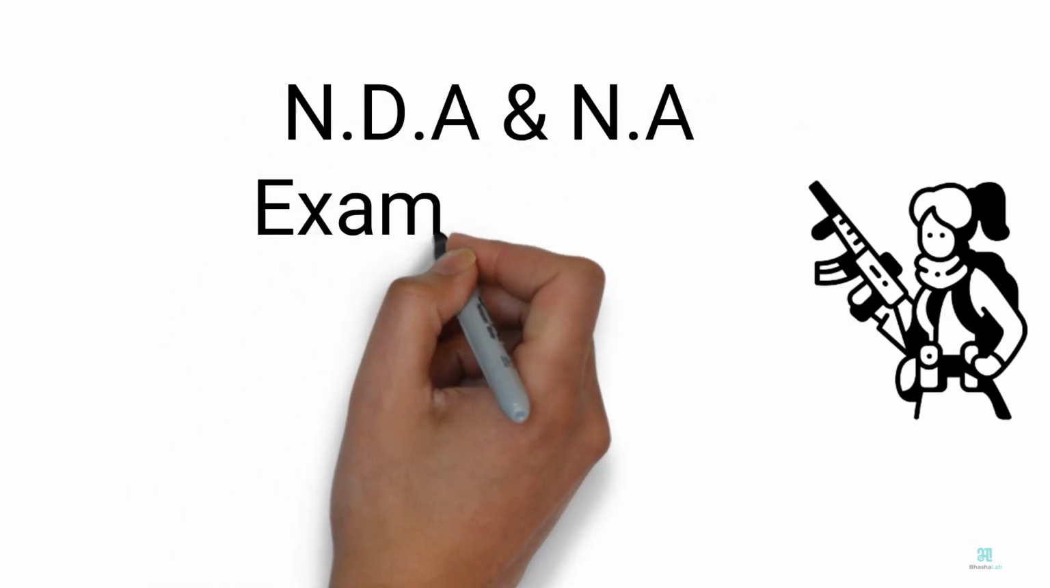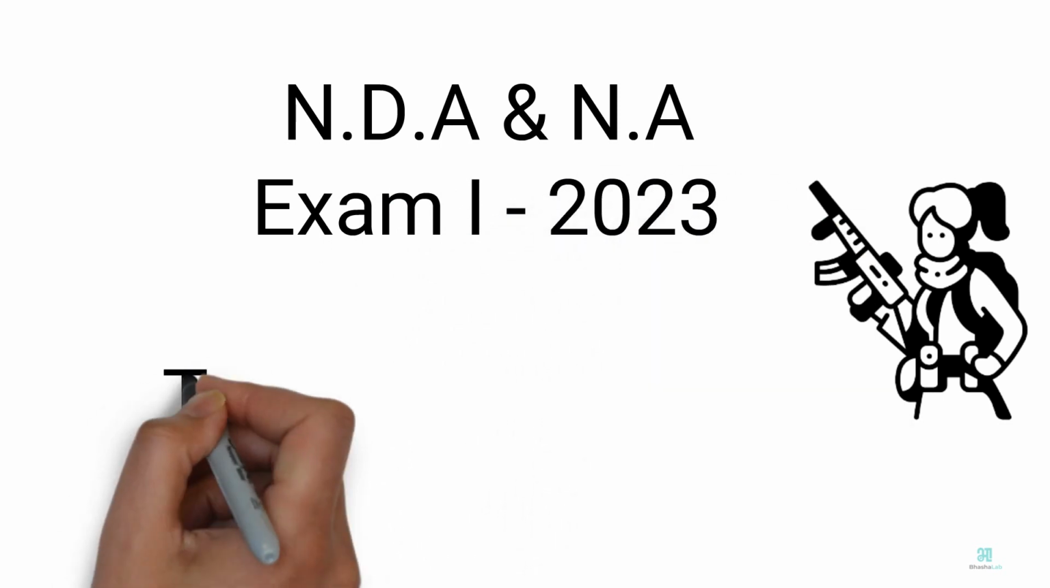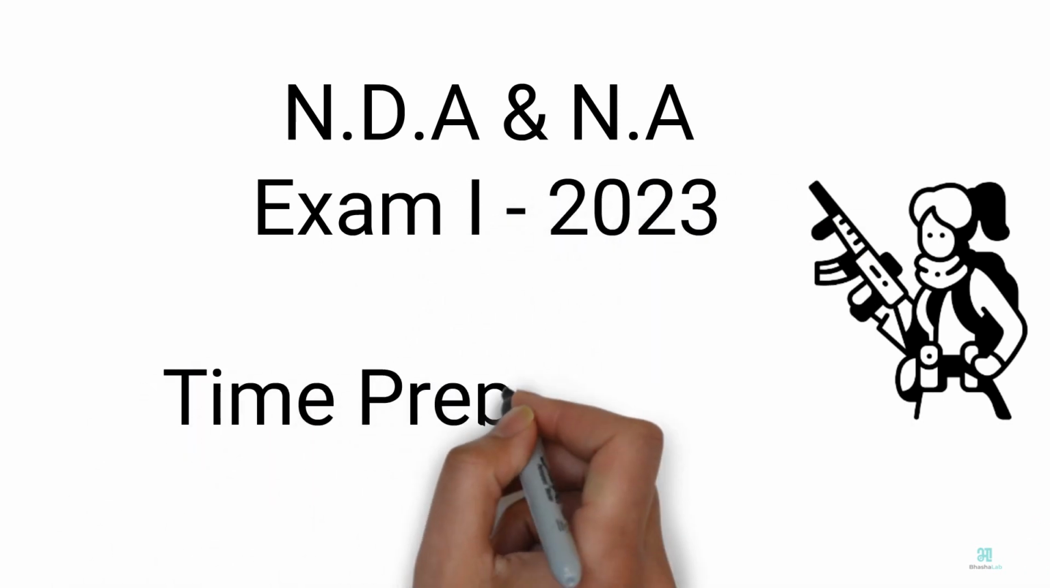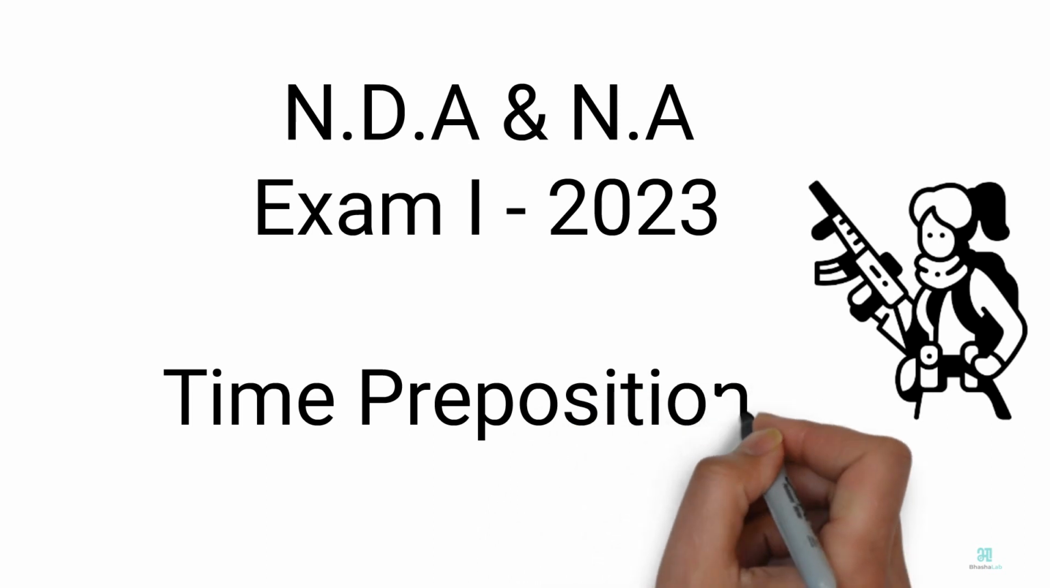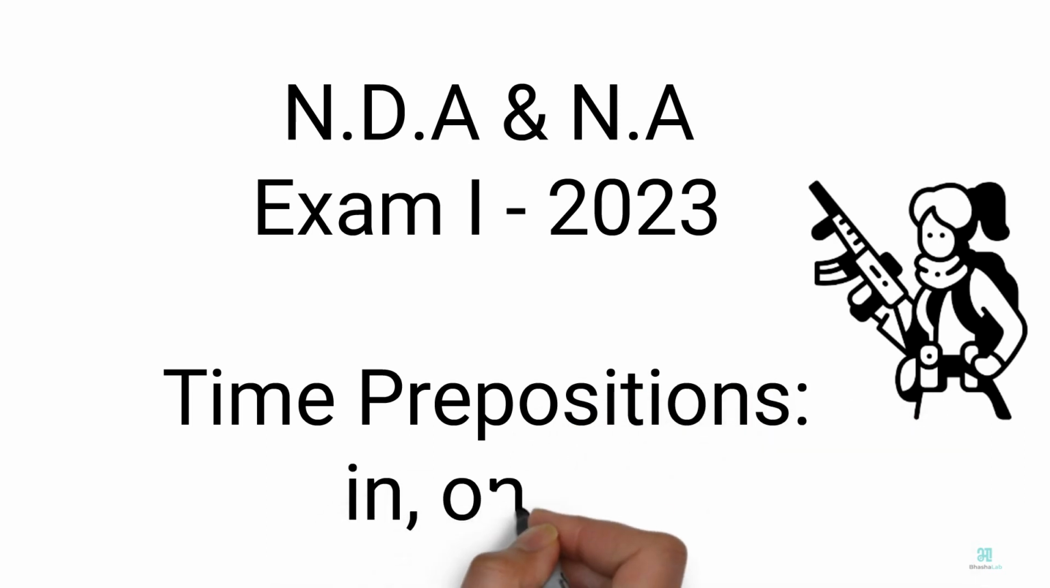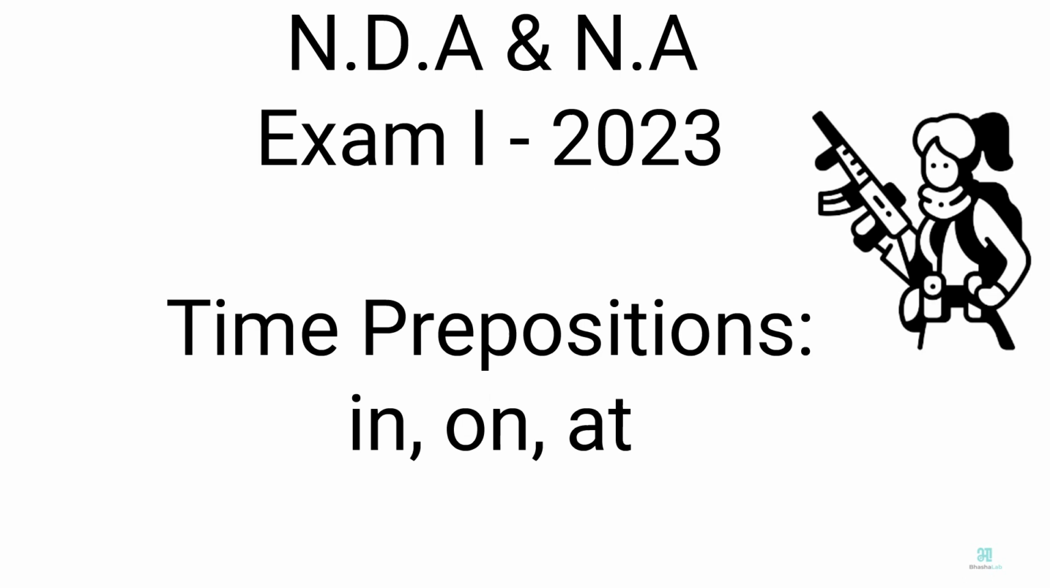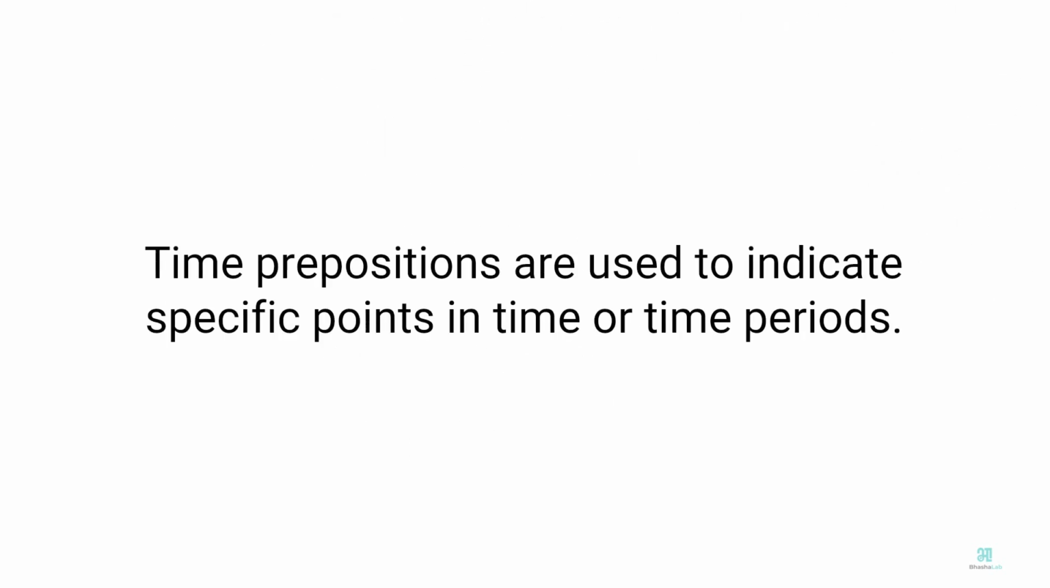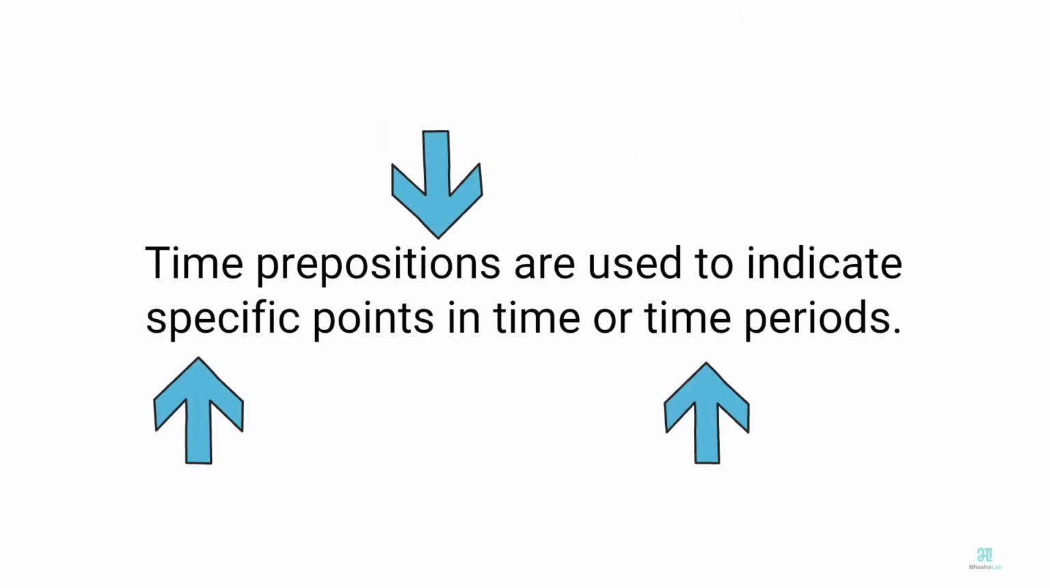Today, we have a question from the N.D.A Exam I 2023. But before we dive into that, let's first understand the usage of time prepositions in, on, and at. Time prepositions are used to indicate specific points in time or time periods. Let's take a look at how they are used.